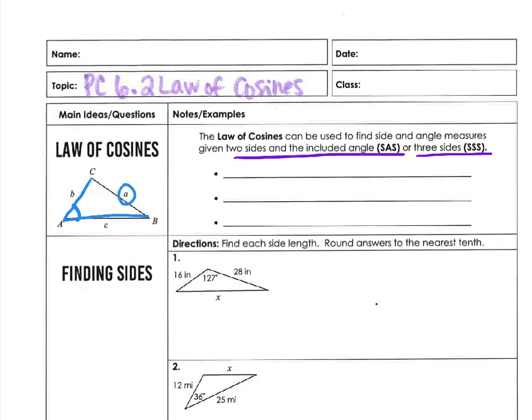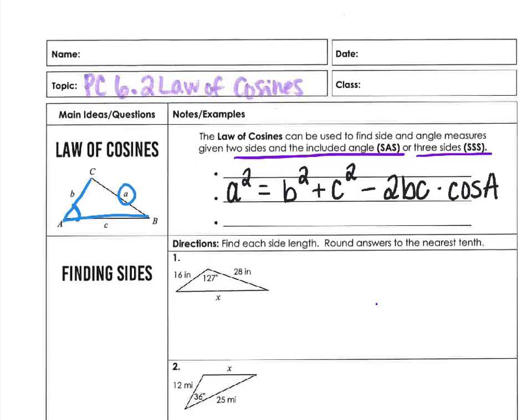So if we are looking for that opposite side A, the law of cosines says this: A squared, the opposite side that we're looking for, equals the two sides that we're given, so B squared plus C squared, minus 2 times B times C times the cosine of angle A that we were given.